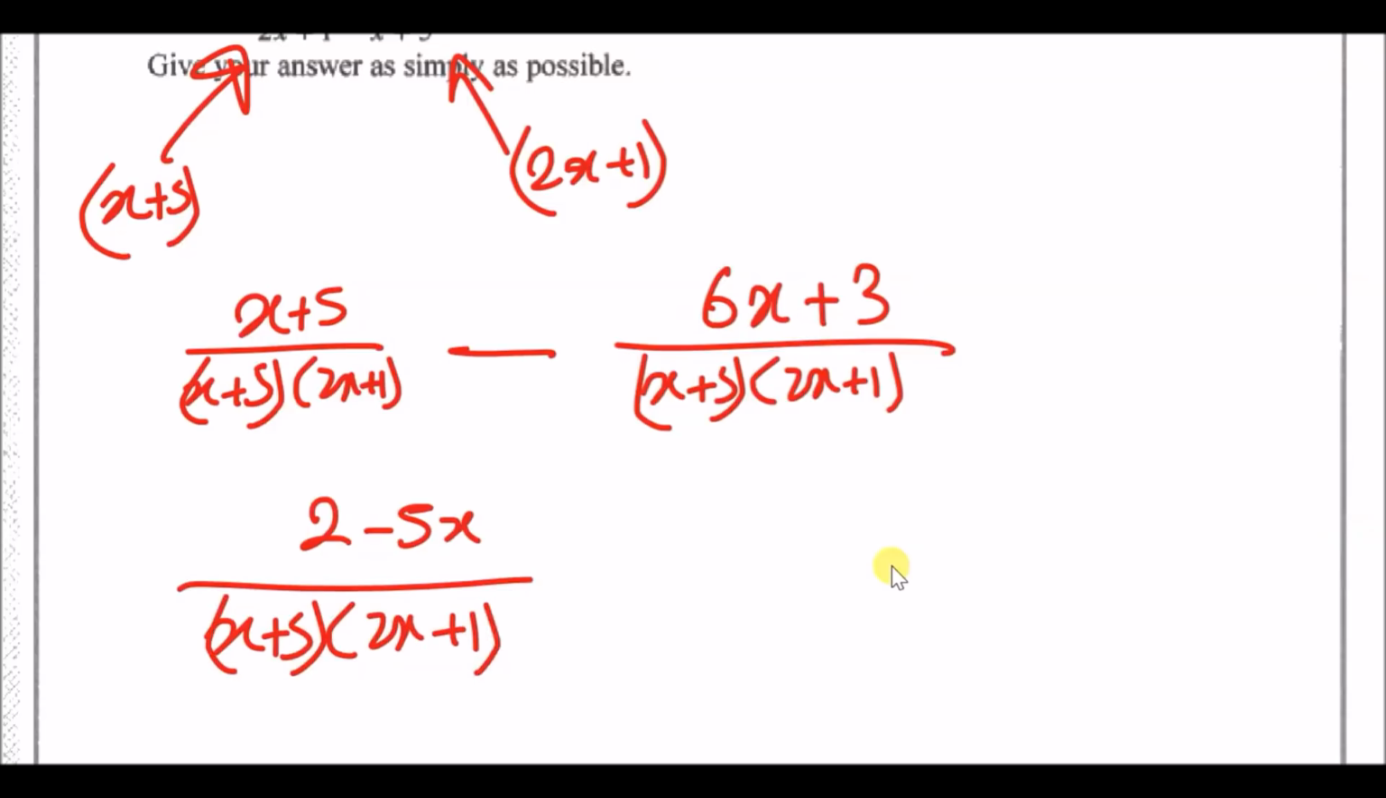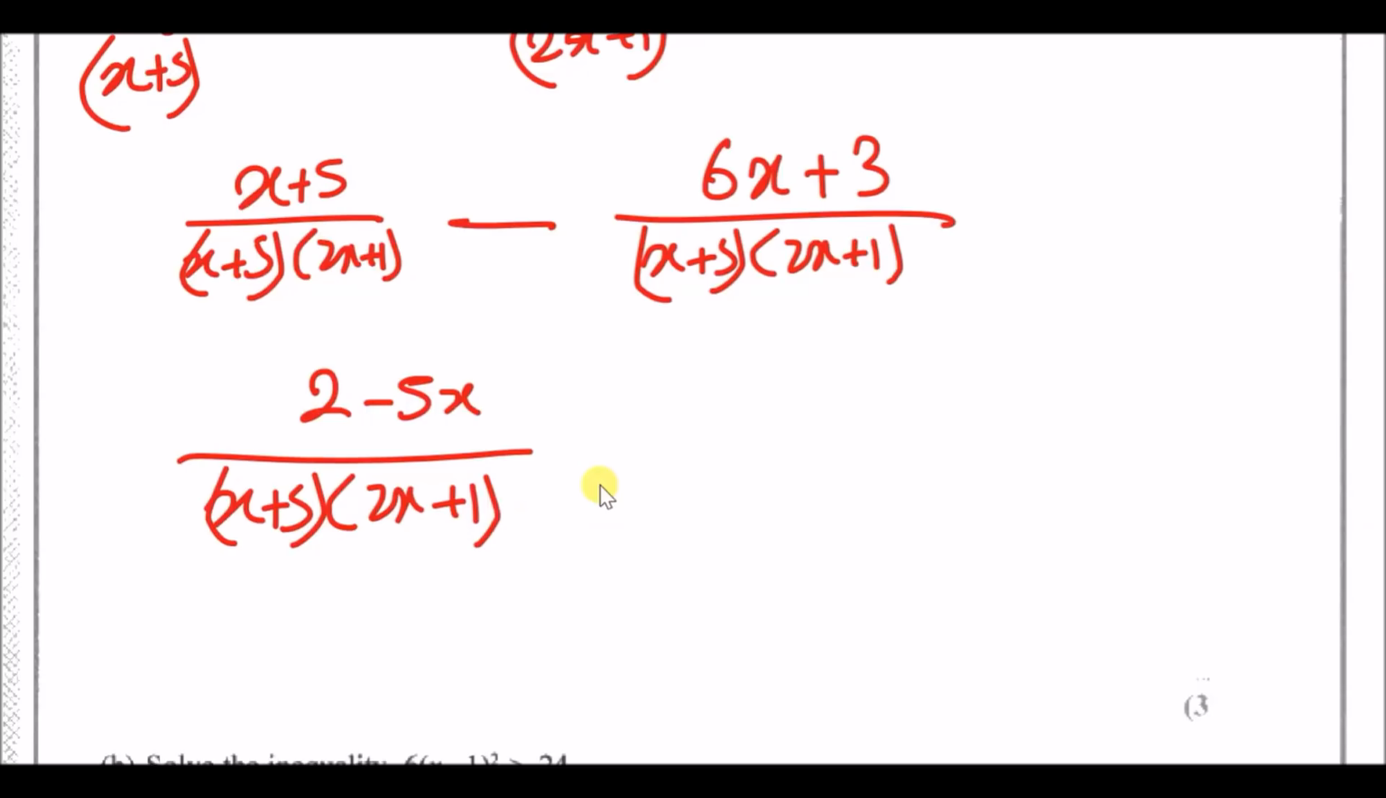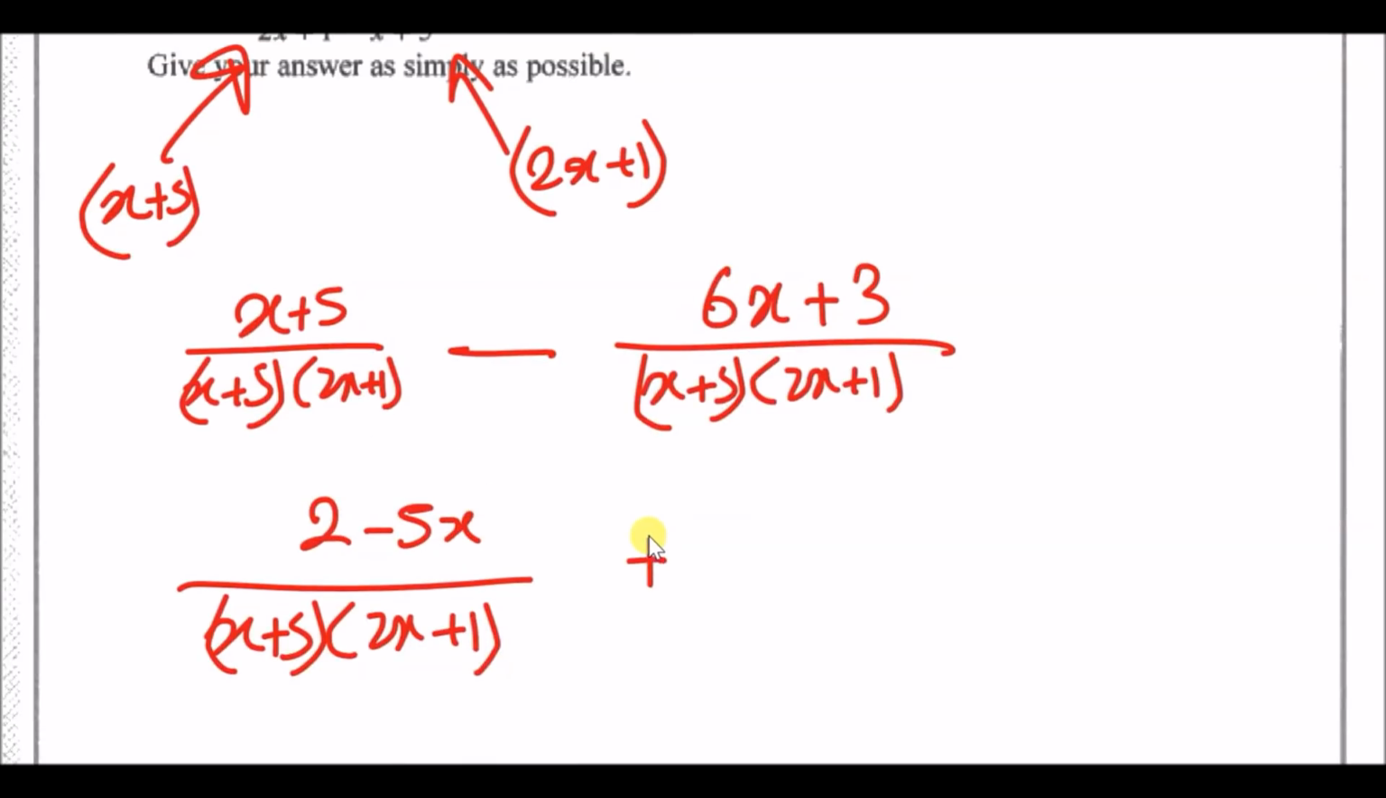Now, just to make it clear, you literally do not have to expand the bottom half of the fraction. You could leave it like this and you should be good.